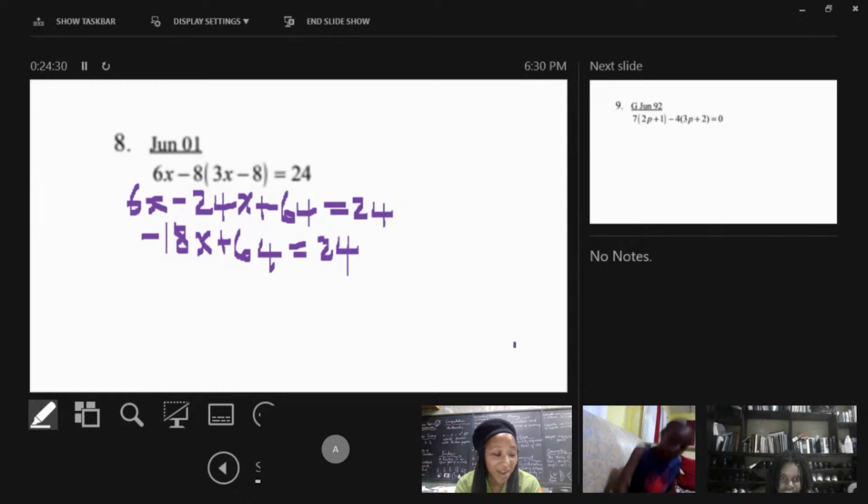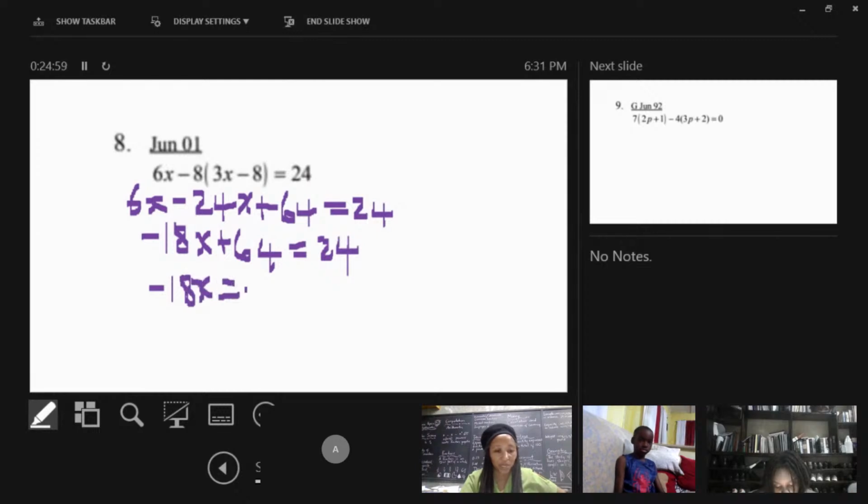Imani, the first one you did, you carried everything over to the right. Oh, Miss, I see what you said. John was telling me to do that for his first one. No, he was just telling me to carry over the 24 to the left. Wait, sorry. It's negative 18x is equal to 24 minus 64. So negative 18x is equal to 24 minus 64. So 24 minus 64 is 40. Negative 18x is equal to negative 40.